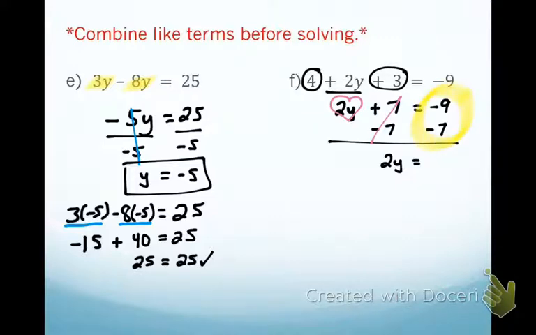All right, let's remember: same sign, add and keep; different sign, subtract and take. Do I have same sign or different sign? Same sign. Add the numbers, keep the sign. What do you get? Negative 16.